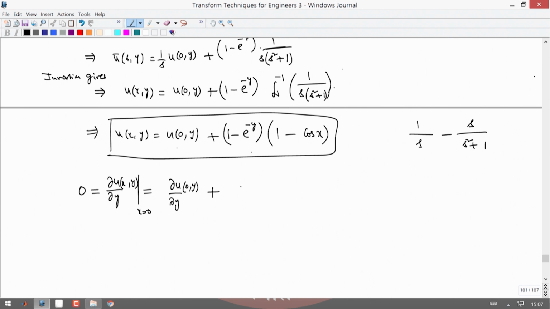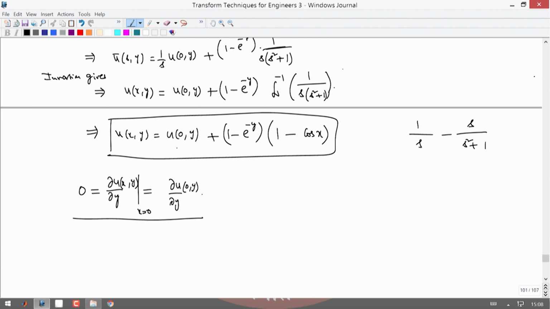So, when you apply, the first part will be 0, the other part will be plus e power minus y times (1 minus cos x). When you put x equal to 0, this is going to be 0. So, it does not matter; this part will not contribute. Finally, you see that when you apply it, it is actually 0 on both sides.